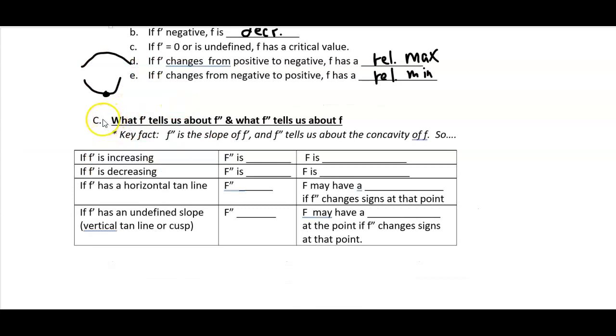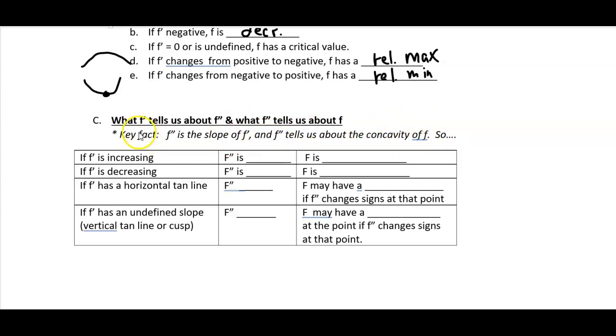All right, so let's take now a look at part C, back up to the first page of our notes. We're going to look now at what f prime tells us about f double prime, and from that we can look at what f double prime tells us about the original graph of f. So here's the key fact. F double prime is the slope of f prime. That's one thing to keep in mind. And also f double prime tells us about the concavity of f.